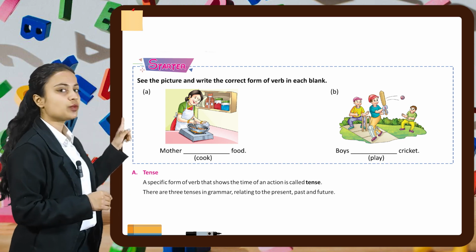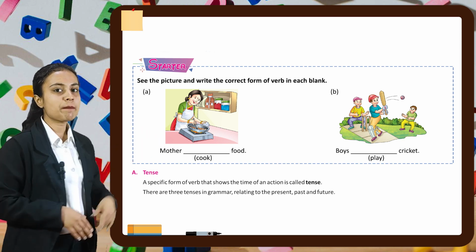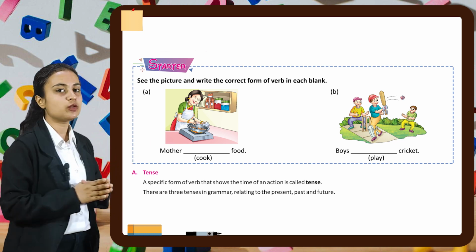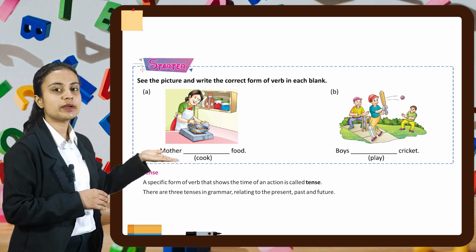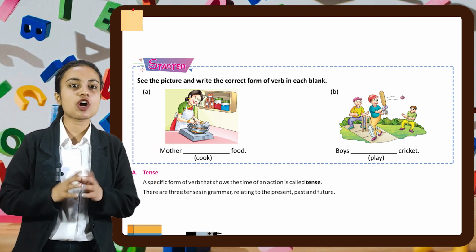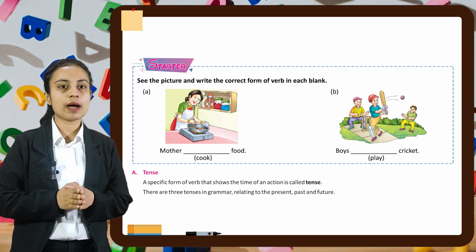In the first picture, we can see the mother is cooking something. So the sentence will be: mother cooks food. In the next picture, we have boys who are playing. Our sentence will be: boys play cricket. So these were the examples of tenses. Let's study about tenses more in this chapter.